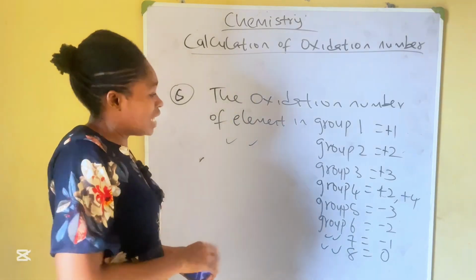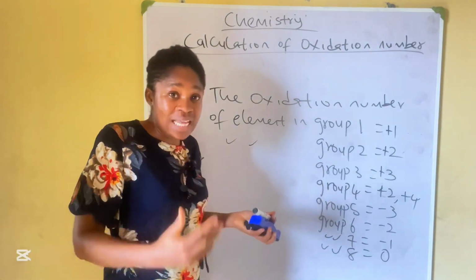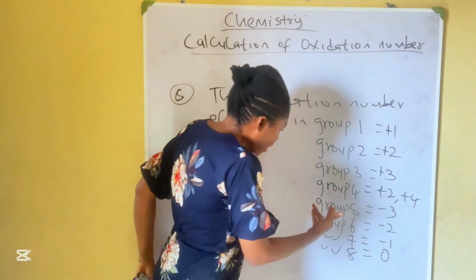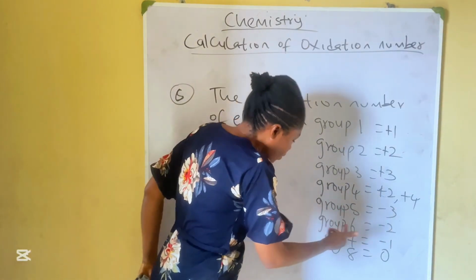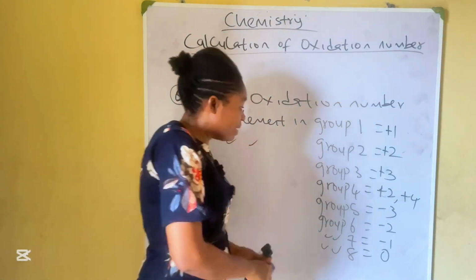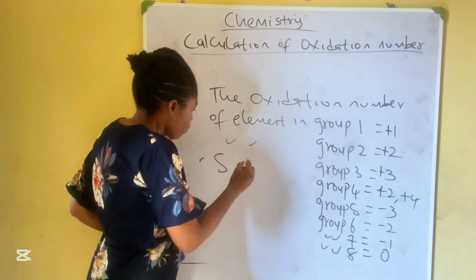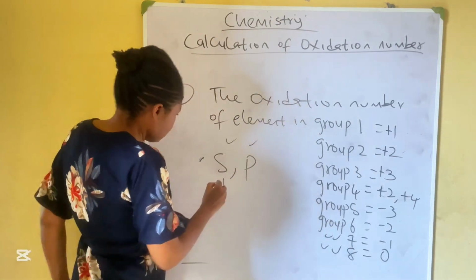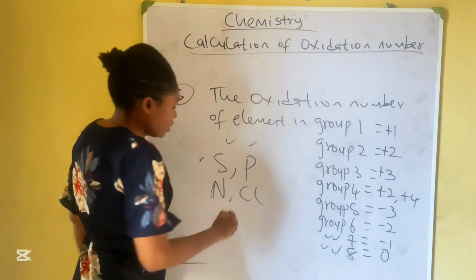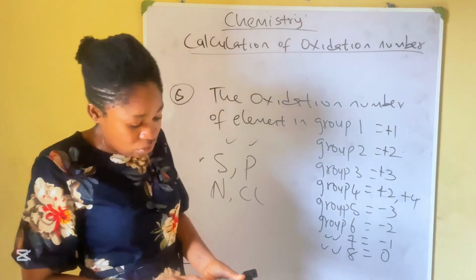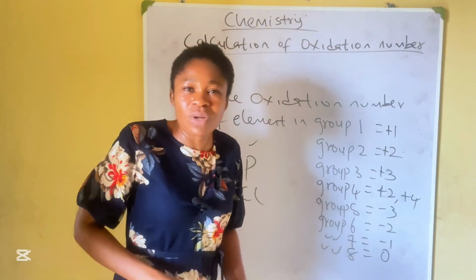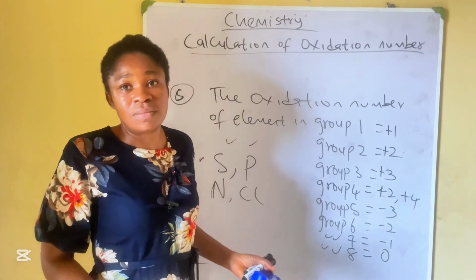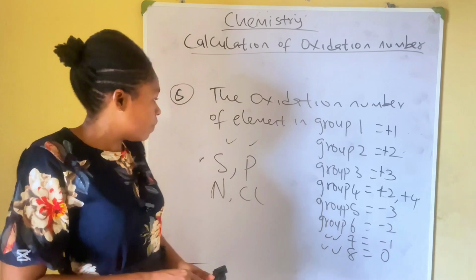Also remember, aside from this, some elements, some metals have variable oxidation numbers. Even some elements in group 5 and group 6, elements like sulfur, phosphorus, nitrogen, even chlorine also have what? More than one oxidation number. So for most of those elements that have more than one oxidation number, they often ask students to do what? To calculate it. So calculate the oxidation number.